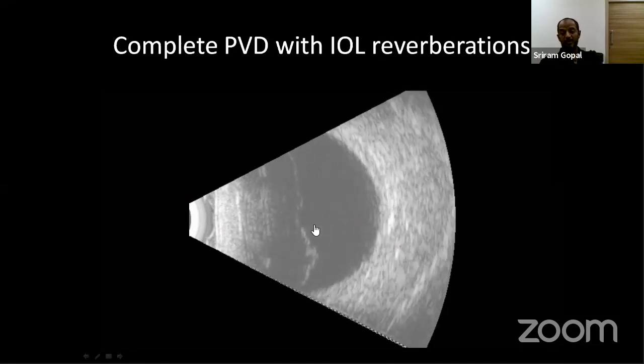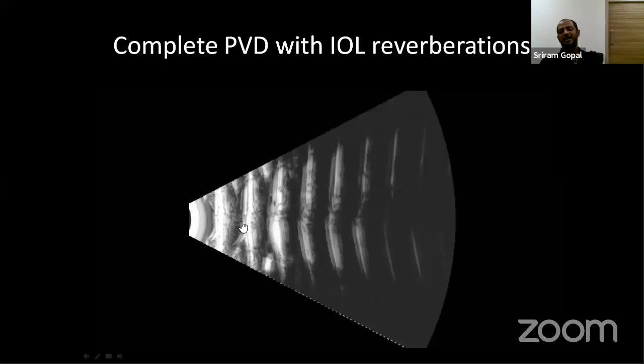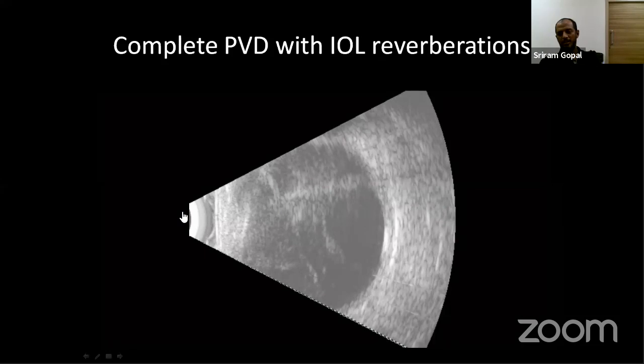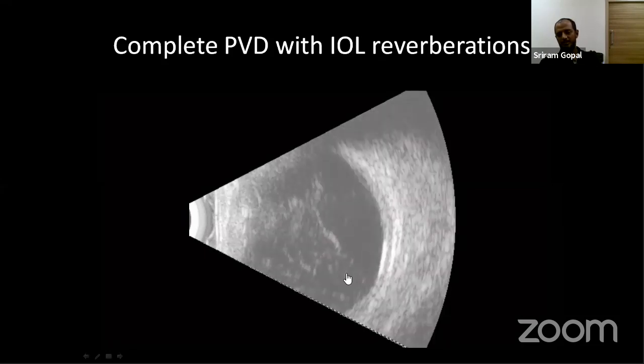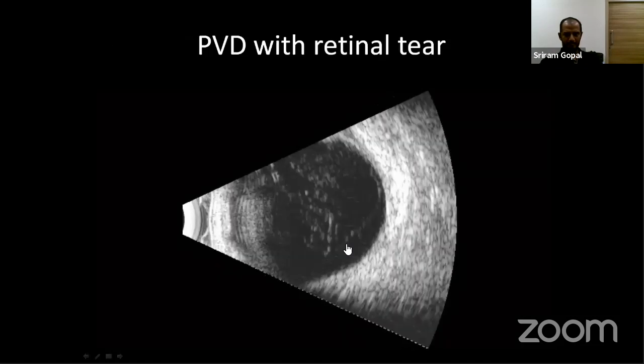This will happen very commonly when you do an axial scan. So that is why in this scan, I had actually started off doing an axial scan and then realized there's so much reverberation. Then I've shifted my probe position to avoid the intraocular lens so as to get a good clear image of the posterior segment.